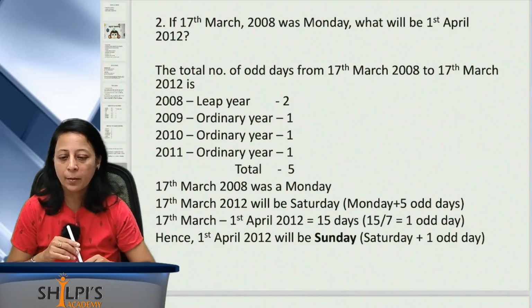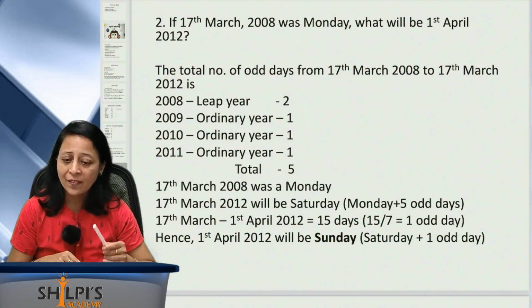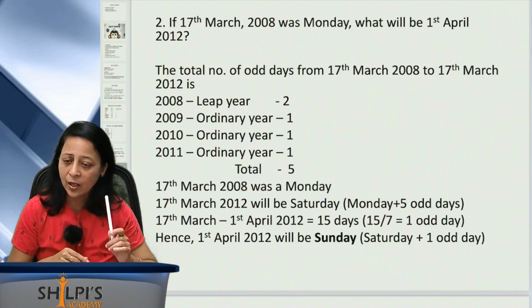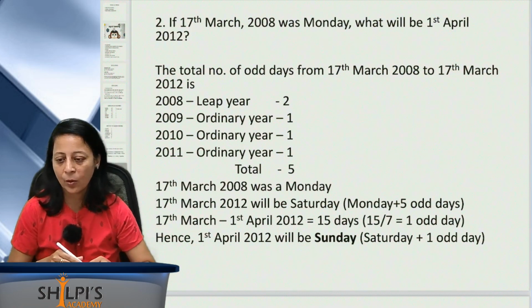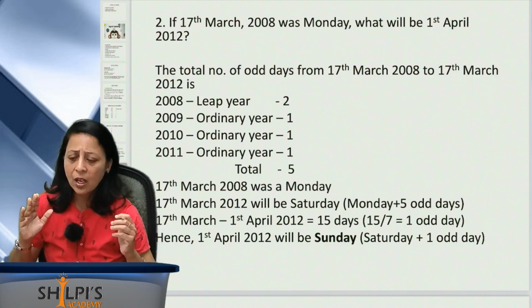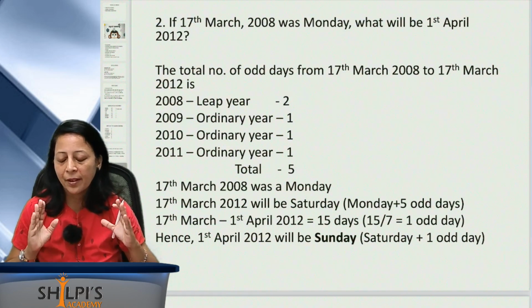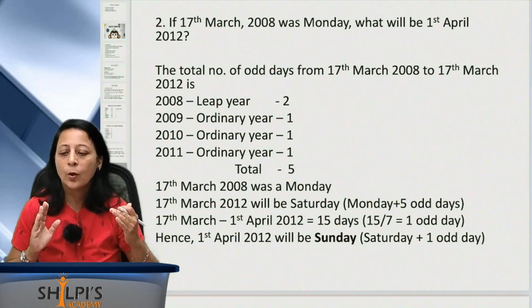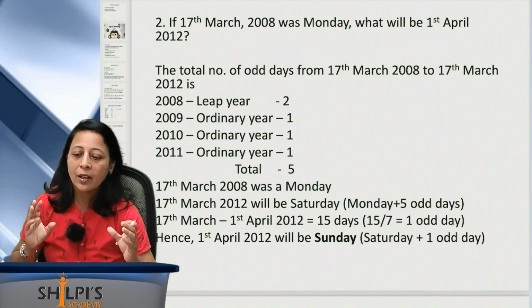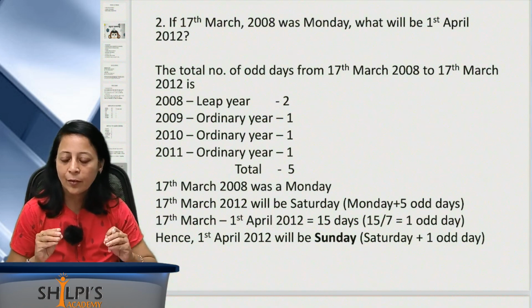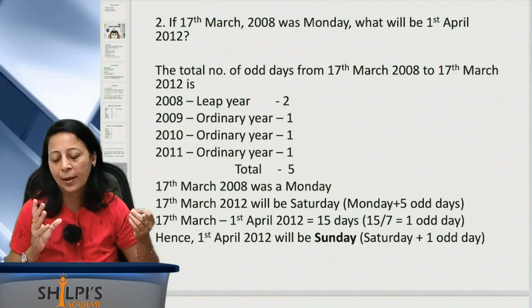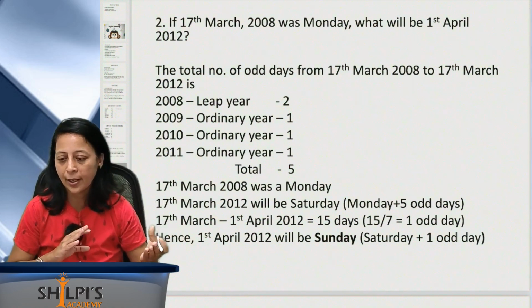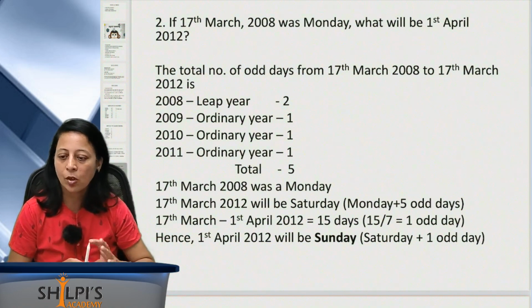15 divided by 7 gives 1 odd day. So if 17th of March 2012 is a Saturday, add 1 odd day from that day, and it will be Sunday. So 1st of April 2012 will be a Sunday. Got it, students? First take all the completed years and calculate your odd days. Once you are done with the odd days, calculate the day you are on. Then from that day calculate the leftover number of days, divide by 7 and see the odd day. I hope this type of question is also clear now, right?